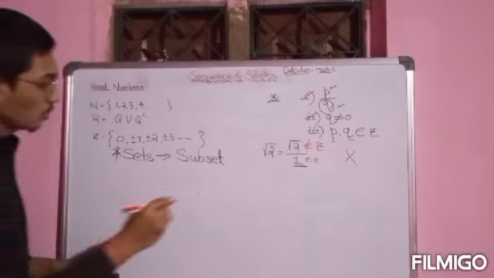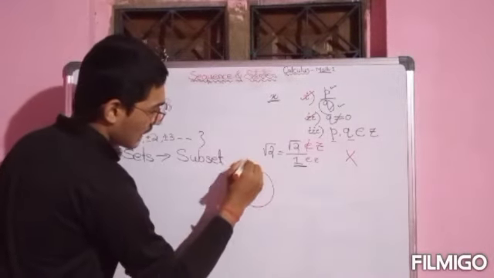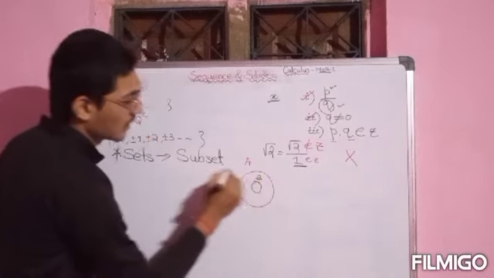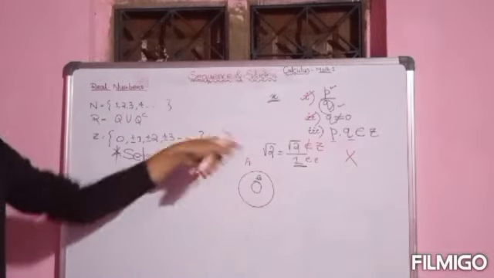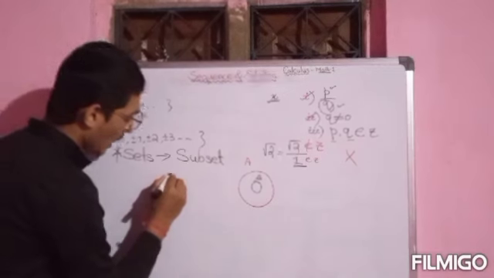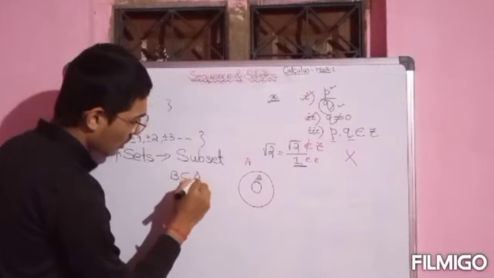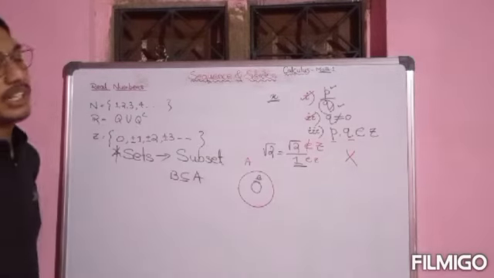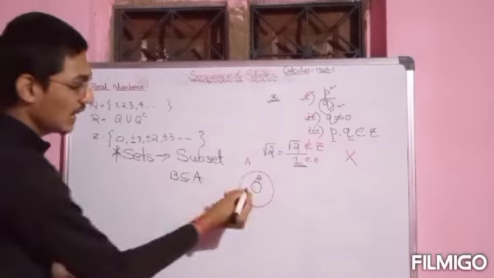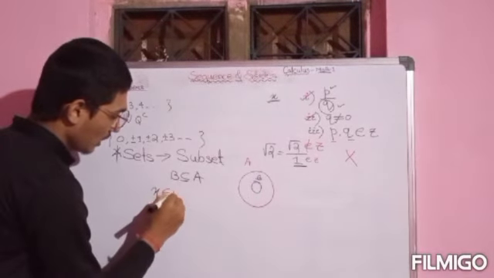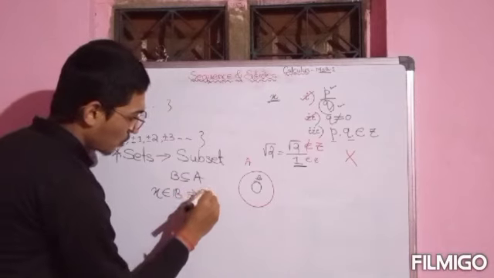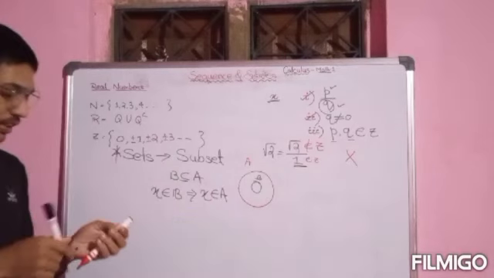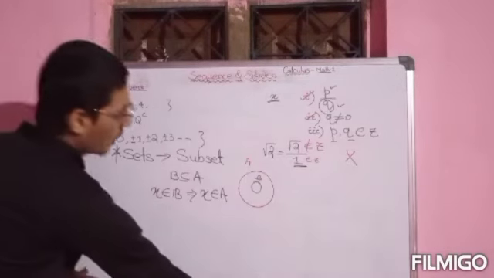What is a subset? Suppose this is a big set A. If any set B I can represent within the big set, then I will call B a subset of A. Or I can tell it in the form of a Venn diagram. But what is the mathematical form? If we consider any x, if x belongs to B, then x should belong to A. Then only I can say B is a subset of A. These things you know, so no need to explain.